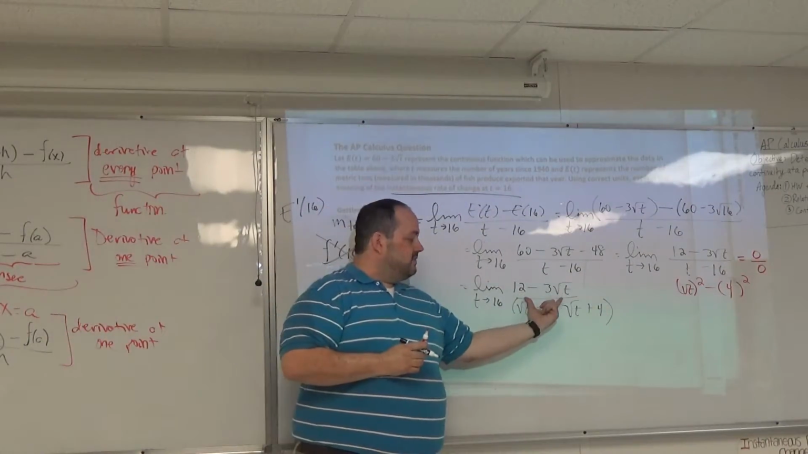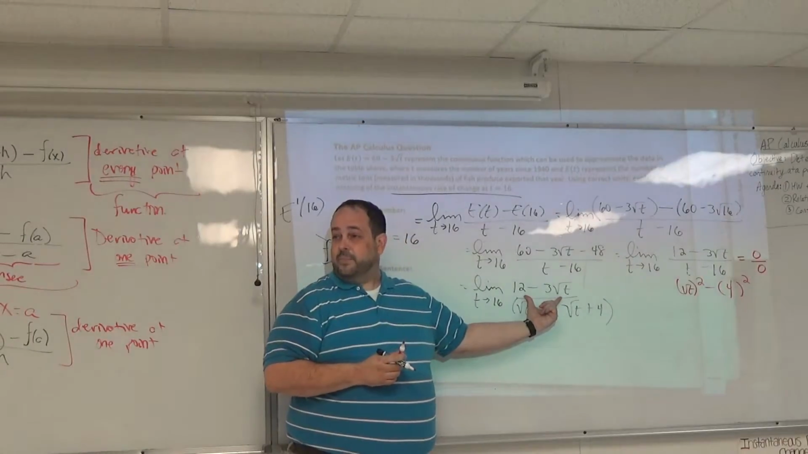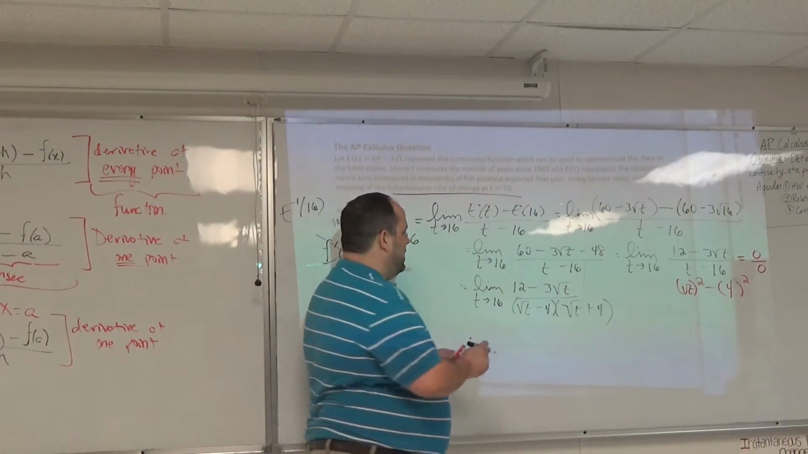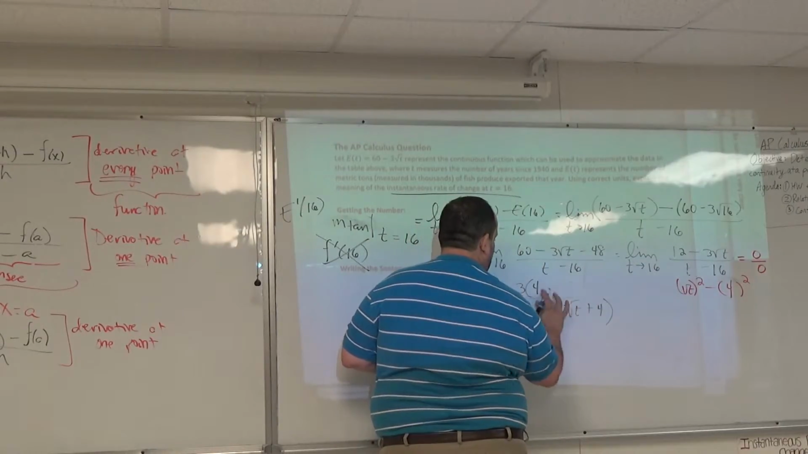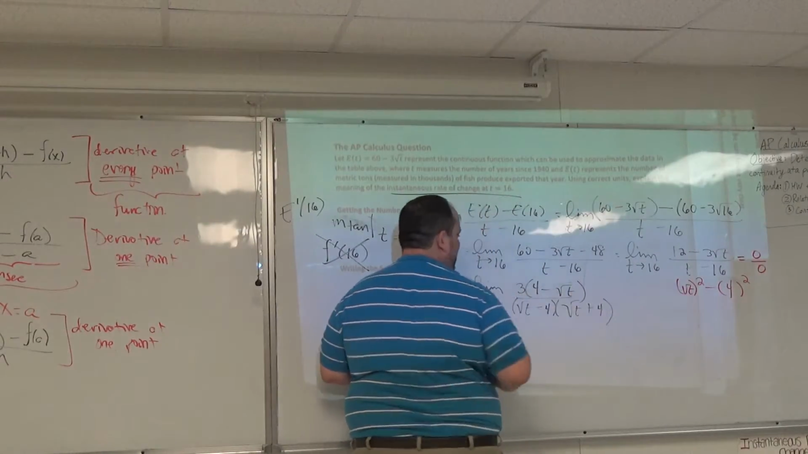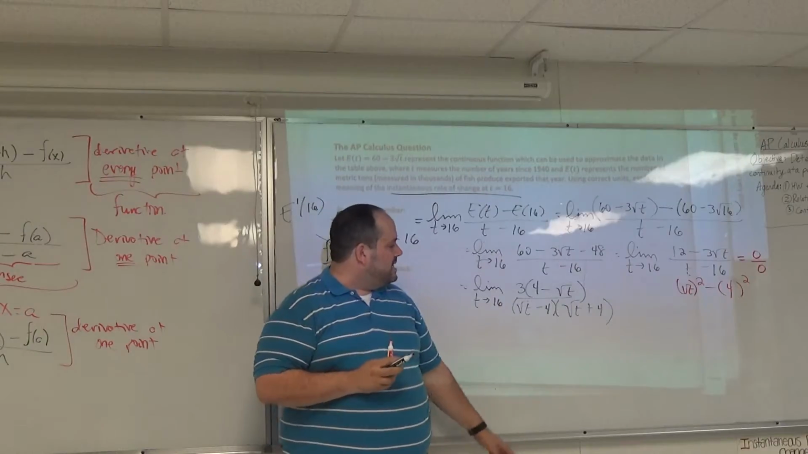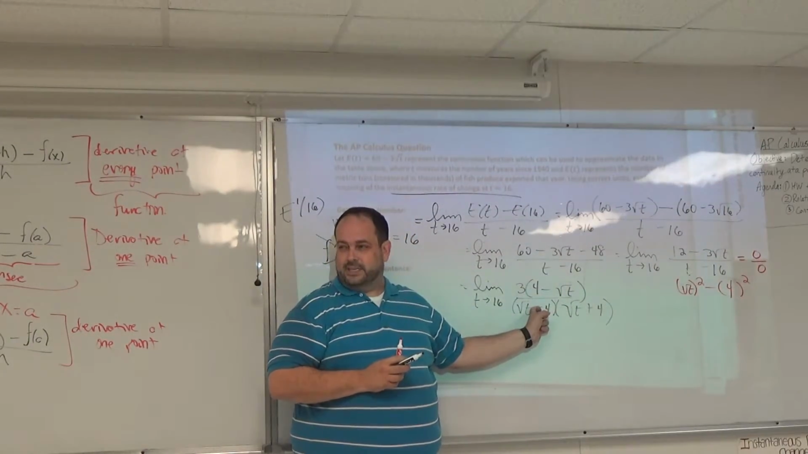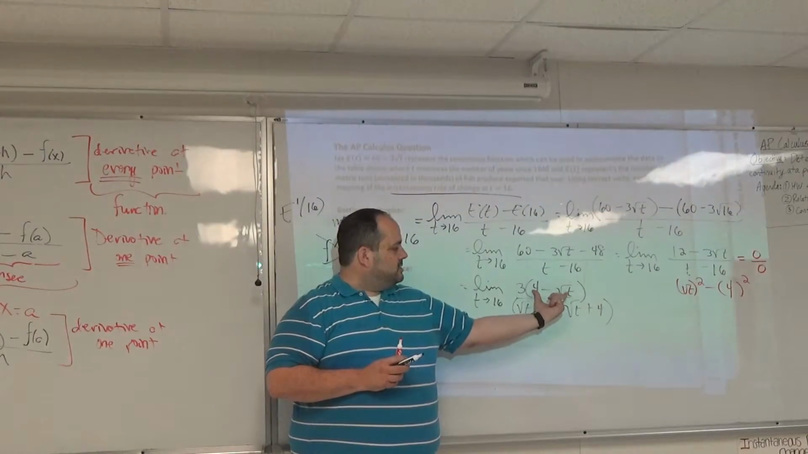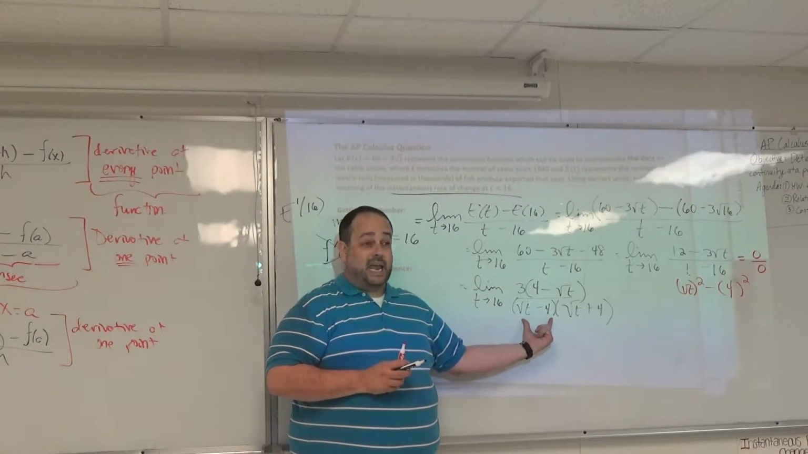In the numerator, I've got a common factor of 3 that I can pull out. Just for the sake of time, I'm going to pull out that 3. That leaves me 4 minus the square root of t. One of the things I keep seeing on the quiz where we're making some mistakes here: 4 minus the square root of t, square root of t minus 4, these cancel.